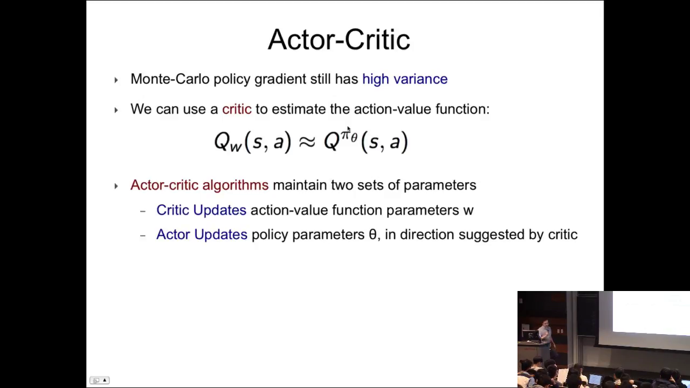So the actor-critic algorithms maintain two sets of parameters. You have critic updates, which update the action value function parameter W, which is the critic. And you have actor updates, which update the policy parameter theta, in the direction suggested by the critic.